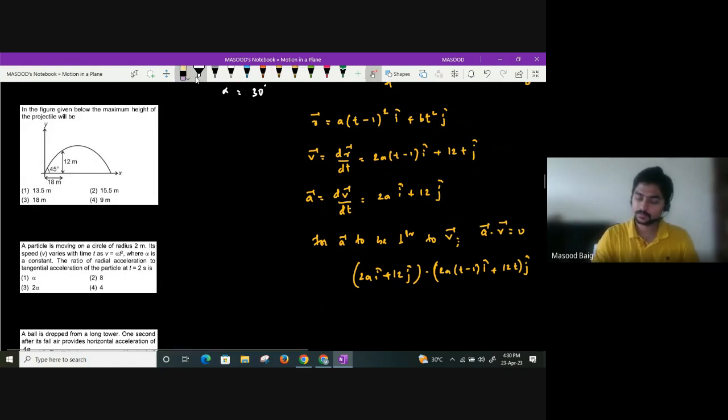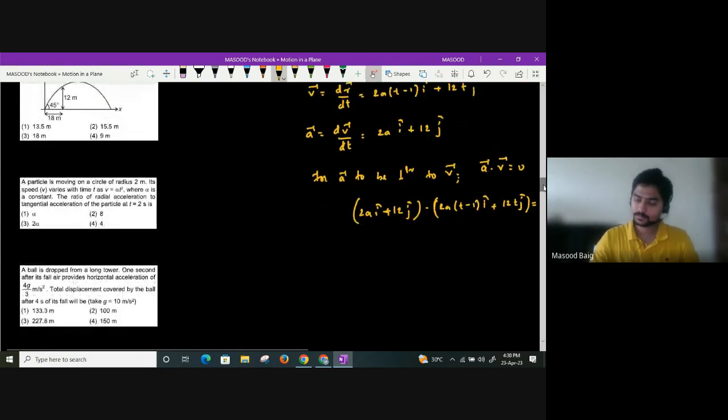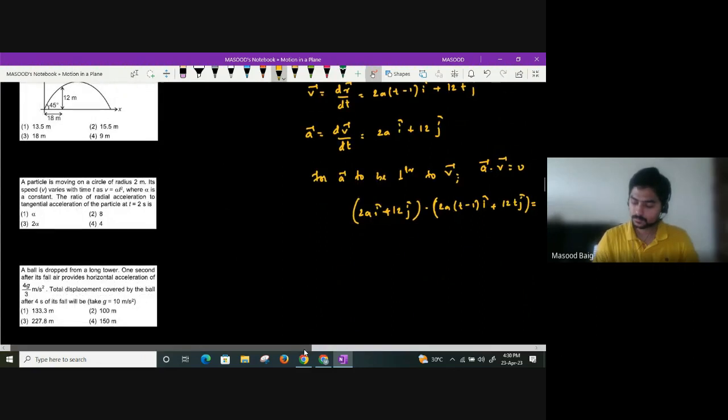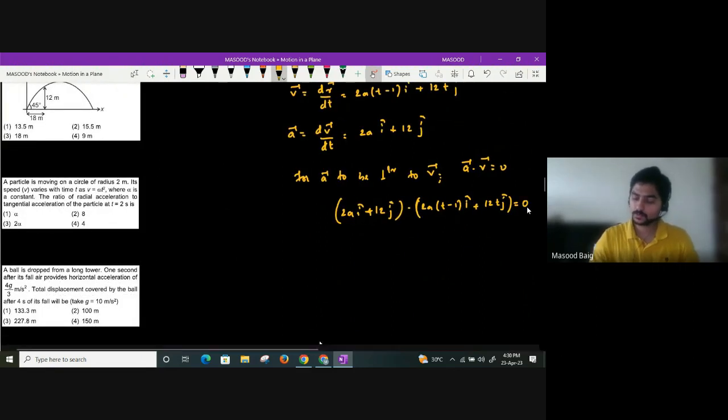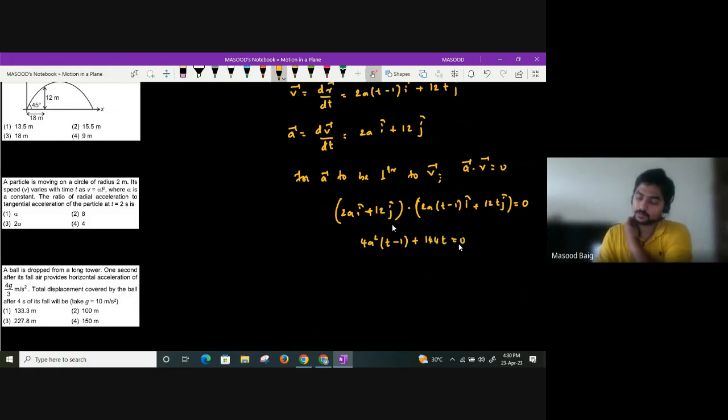Yes or no? So now whenever we have this, as I also explained the other day, this value should be equal to 0. So what will be the dot product that I'm going to get? I'll get 4a square into t minus 1 plus 144t should be equal to 0. Yes or no? 4a square into t minus 4a square plus 144 into t should be equal to 0.